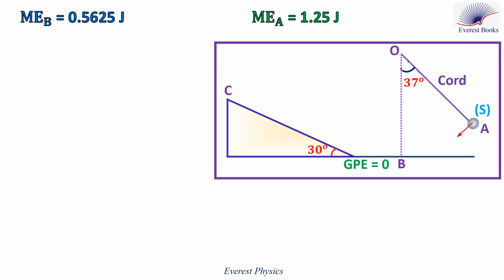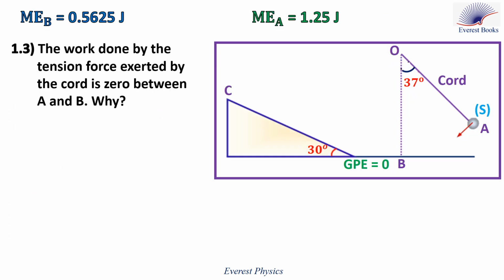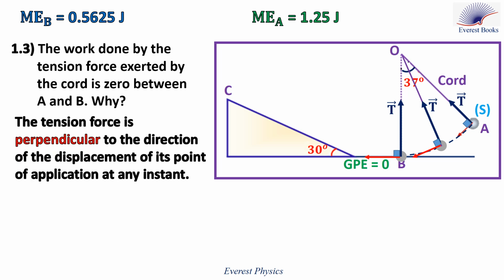Let's move to part 1.3. The work done by the tension force exerted by the cord is 0. Why? Look at the figure. We draw the tension force in 3 positions during the motion of S between A and B. The tension force is perpendicular to the direction of the displacement of its point of application at any instant. Then the work done by the tension force is 0 at any instant.